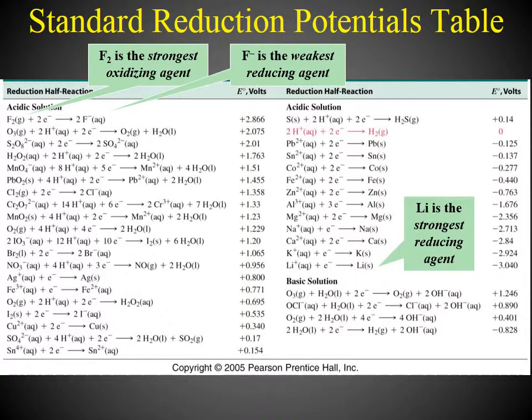On the other hand, when I look at the half reaction at the bottom of the table, I can say that the lithium element is the strongest reducing agent because its ion, the lithium ion, is not very likely to be reduced given the large negative value that it has. So lithium is the strongest reducing agent in this case, and the lithium ion is the weakest oxidizing agent.